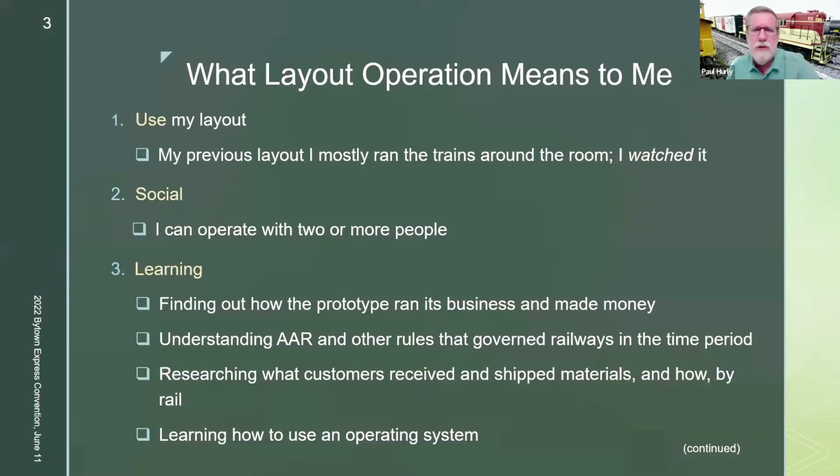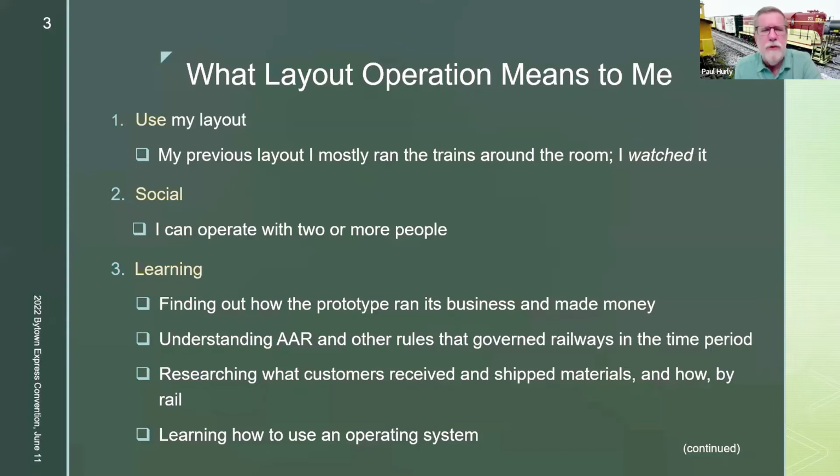So why an operations layout, and what does it mean to me? Well, my first layout, which was started in 1989, was very much an around the room train layout. I think I had 1 yard in an urban setting, and the rest of it was wide open terrain. And the room was 12 feet by 11 feet.